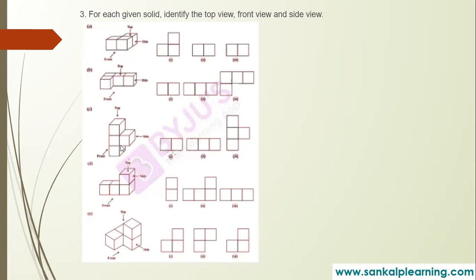And the third one, the first one is, this is the top view. You can see only these two, right? Top view, and 3 is the side view. This is the front. See, if you see from the front, you can see 1, 2, 3, 3 cubes. Next, D.